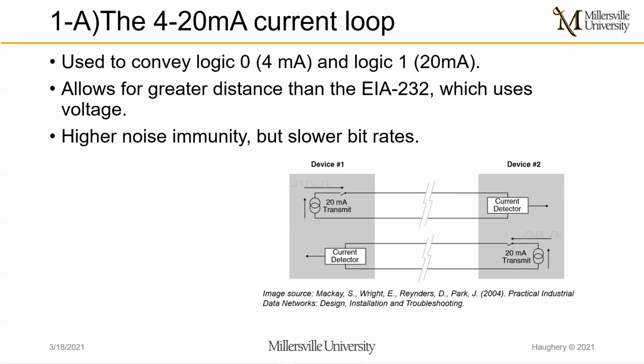The 4 to 20 milliamp current loop is used to convey logic 0 at 4 milliamps and logic 1 at 20 milliamps. This allows for greater distance than the EIA-232, which uses voltage instead of current. It also offers higher noise immunity, but slower bit rates.